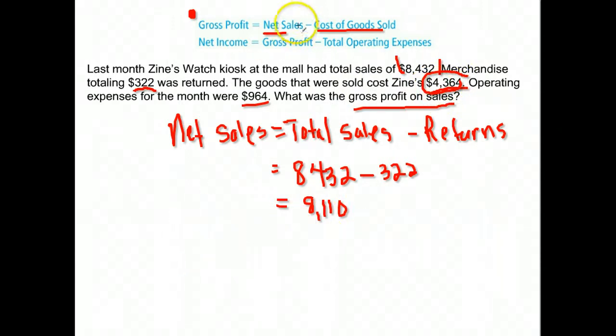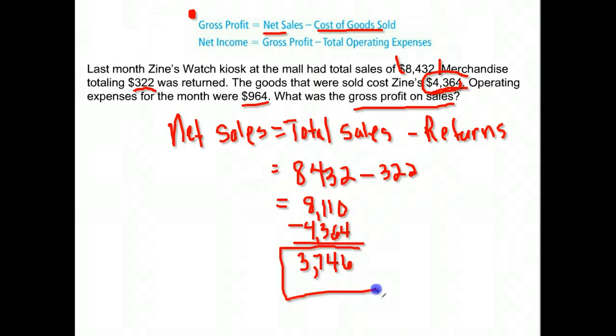$4,364. Okay, so again, to find our gross profit, we're going to take our net sales that we had right there, and now we're going to subtract the cost of those goods that they were using, the $4,364. And when we do, we get $3,746. Okay, and that is our gross profit on sales.